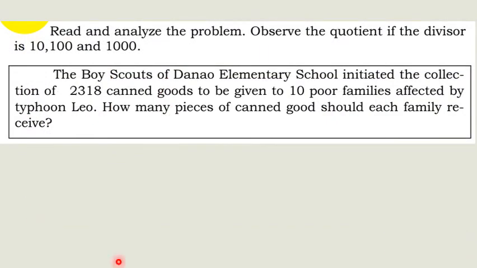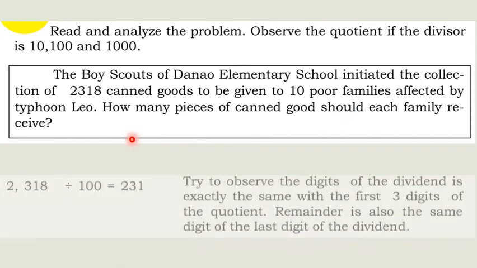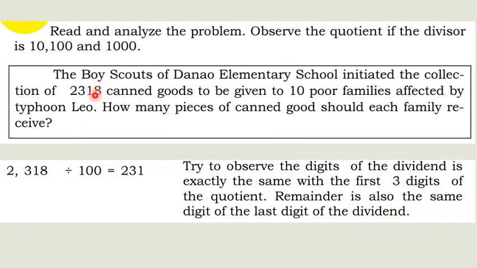Read and analyze the problem. Observe the quotient if the divisor is 10, 100, and 1,000. The Boy Scouts of Danao Elementary School initiated the collection of 2,318 canned goods to be given to 10 poor families affected by Typhoon Leo. How many pieces of canned good should each family receive? So we just divide 2,318 by 10.